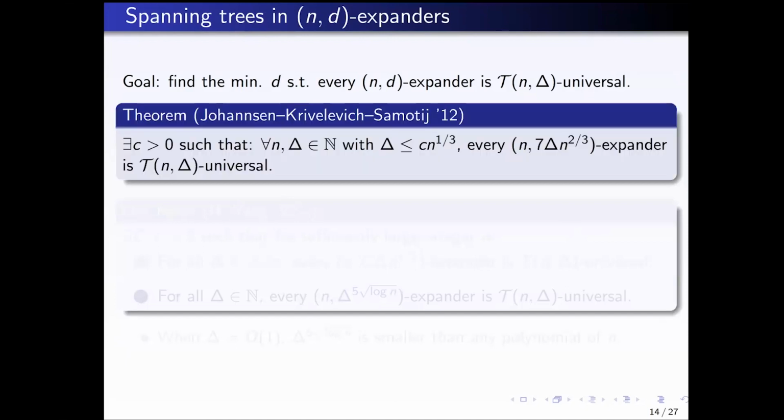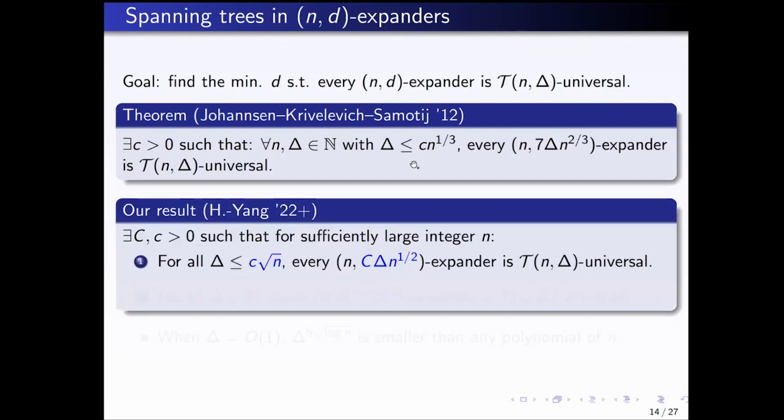And then Johansson, Krivelevich, and Samotij were able to get a spanning tree with this d, where d is delta times n to the 2/3. But again, that's not only for constant delta. So their delta can also grow up to n to the 1/3.